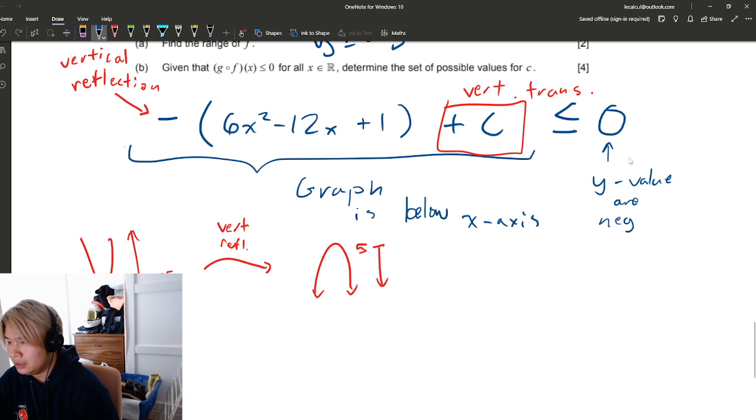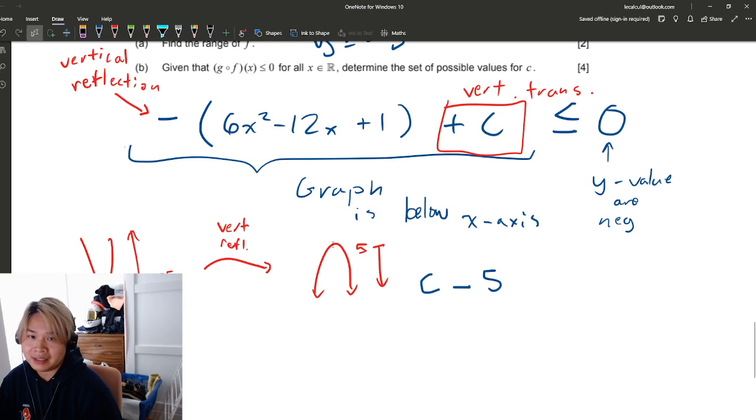I could move this down like 100 units, and obviously the whole thing would be below, which is why they ask you for the possible values of c. So c could be 5, because if I move it down 5, then the maximum is at 0, which we're okay with, because we can have it equal to 0. Or it could be more. I kind of wrote this wrong. It's less than -5. There you go.